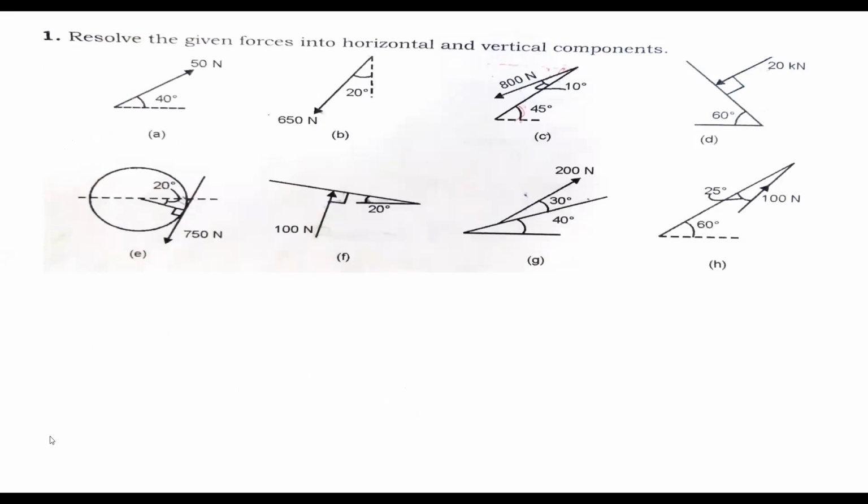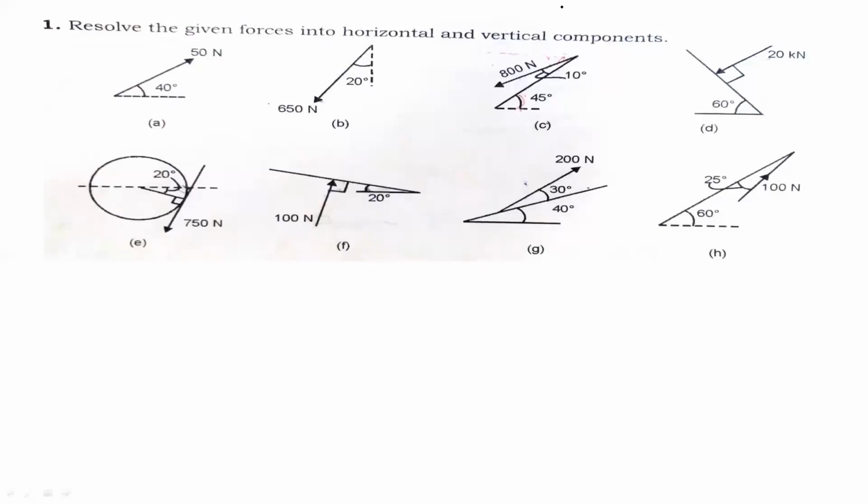So this may be the revision for the students who are present for the provisional classes. We will solve the same examples. You can note down this question. We have to resolve the forces into horizontal and vertical components. Horizontal and vertical component means we have to find out the x and the y component, because we resolve the forces in the Cartesian coordinate only.